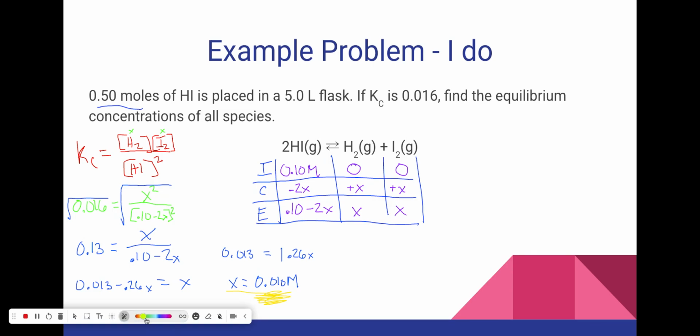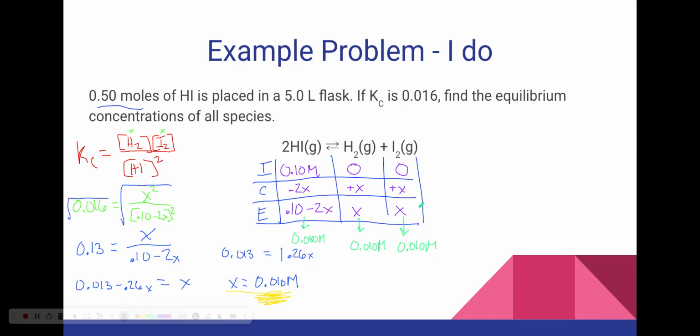Now, it's super important, guys, that you plug x back into our expressions at the equilibrium concentration. So our equilibrium concentration for I2 is 0.01 molar, as well as our equilibrium concentration for H2 is 0.01 molar. However, you've got to plug x into 2x here, and when you do that, 0.1 minus 2 times 0.010, you should get 0.08 molar.